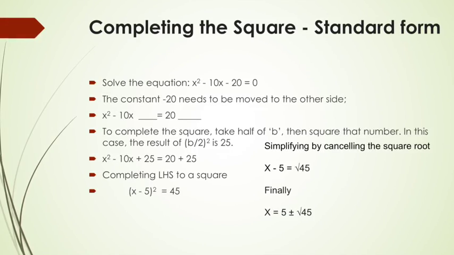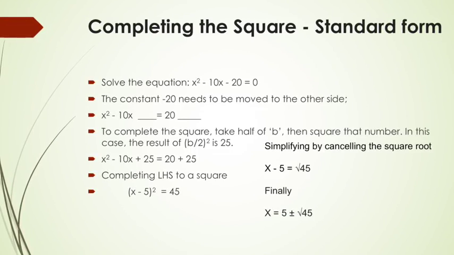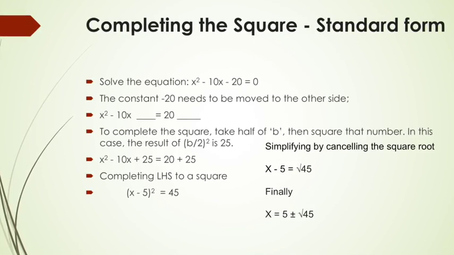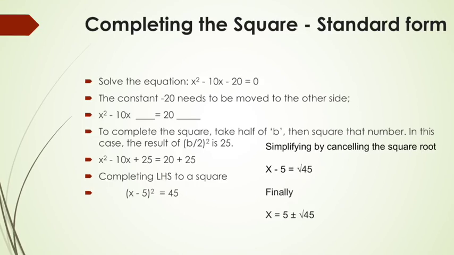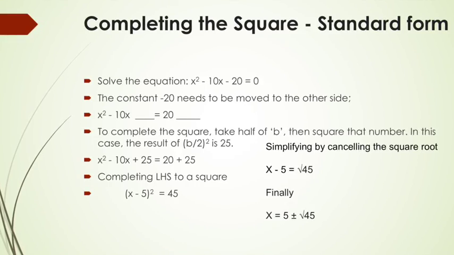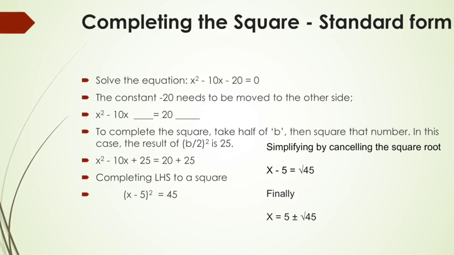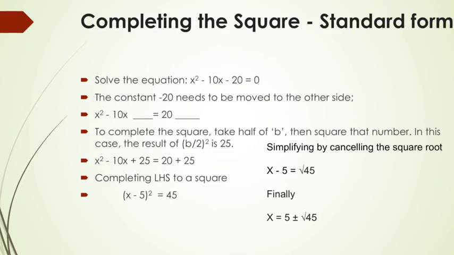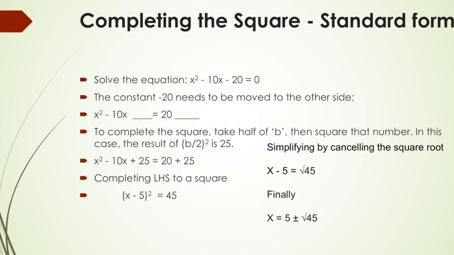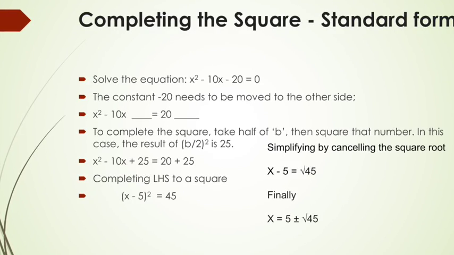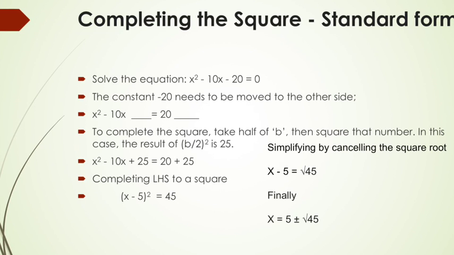Since you added 25 on the left hand side, you have to add 25 on the right hand side to make it balance. You are left with x squared minus 10x plus 25 is equal to 45. You complete the left hand side to a square, which is x minus 5 whole squared is equal to 45. Now, you further simplify it, take the square root to the other side, you get x minus 5 is equal to root 45. Finally, x is equal to 5 plus or minus root 45.